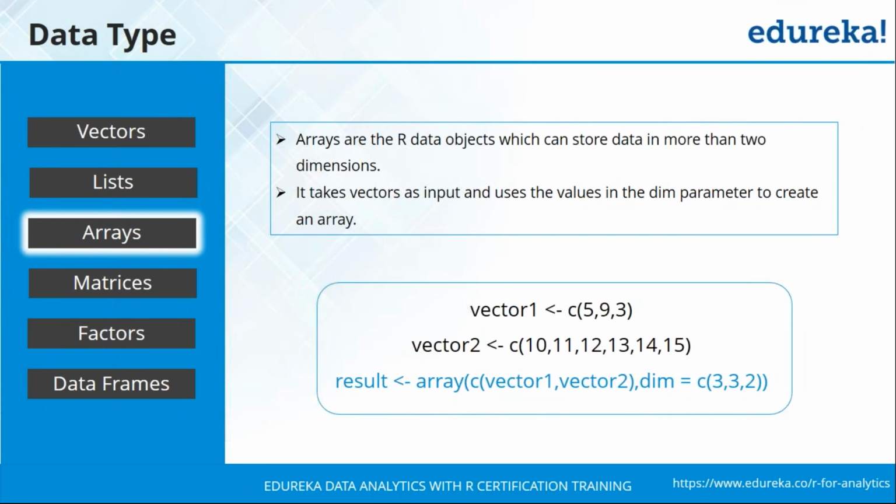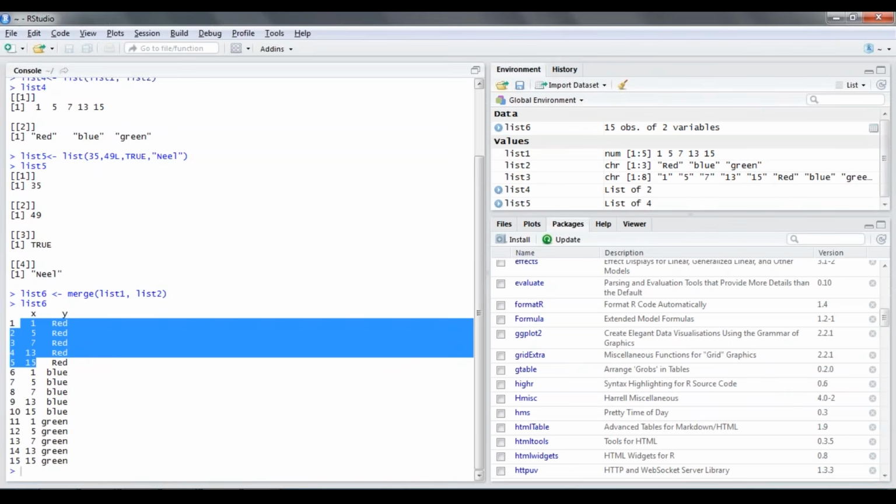Now coming to the next data type, which is arrays. Now basically the purpose of arrays in R is to store your data in more than 2 dimensions. Okay. To store it in 2 dimensions, you have matrices, but we'll talk about that in the next part. But basically what you need to understand is that an array helps you store data in more than 2 dimensions, and it usually takes vectors as input parameters. Okay, now what I'll do is let me just clear all this.